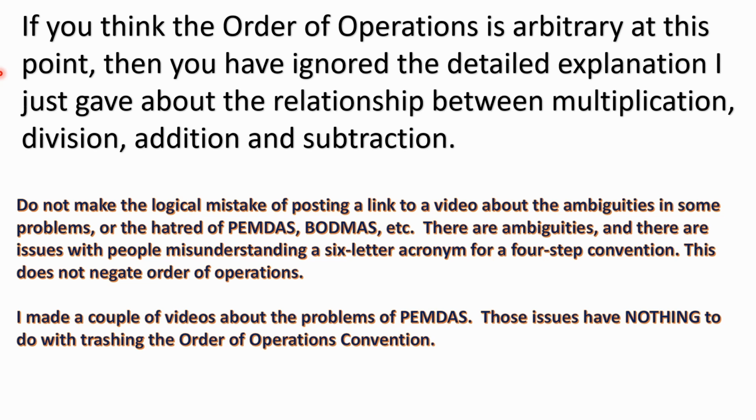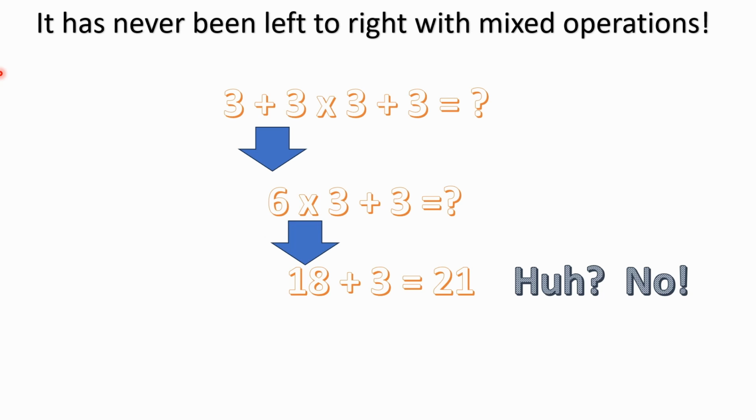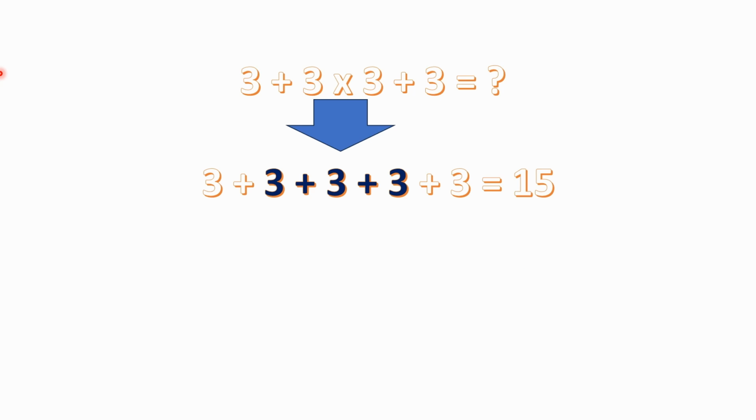And I've made some videos about the problems with PEMDAS, and how it's understood and misunderstood, pretty much like I've done here. But those issues have nothing to do with the order of operations. All right, but yeah. So again, it's never been left to right with mixed operations. 3 plus 3 times 3 plus 3 is not equal to 21. It's never been equal to 21. All right. 3 times 3 is the same as adding 3 three times. It's equal to 15. 3 plus 3 times 3 plus 3 is 15. It's not 21. I see a lot of people get this one wrong.